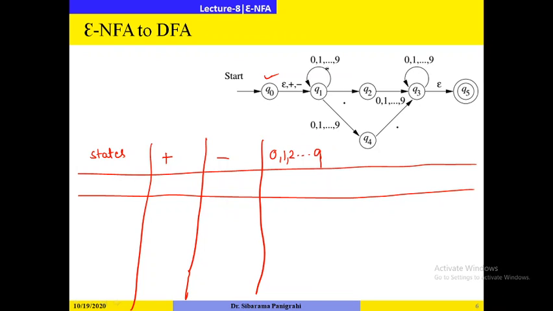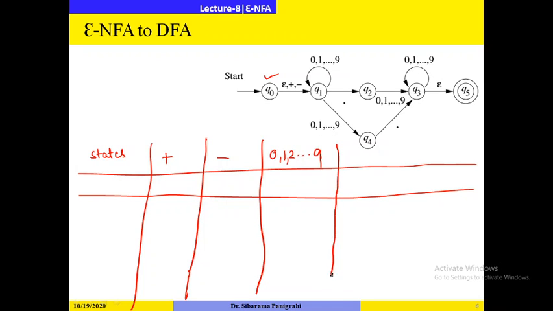Okay. So every time here, when you are getting 0 to 9, you are in the same state. 0 to 9 from Q2, you are making a transition to Q3. 0 to 9, you are making a transition from Q1 to Q4. So every time you are getting the 0 to 9 at a place, that's why I have kept it at the same place. But you may also separate them.